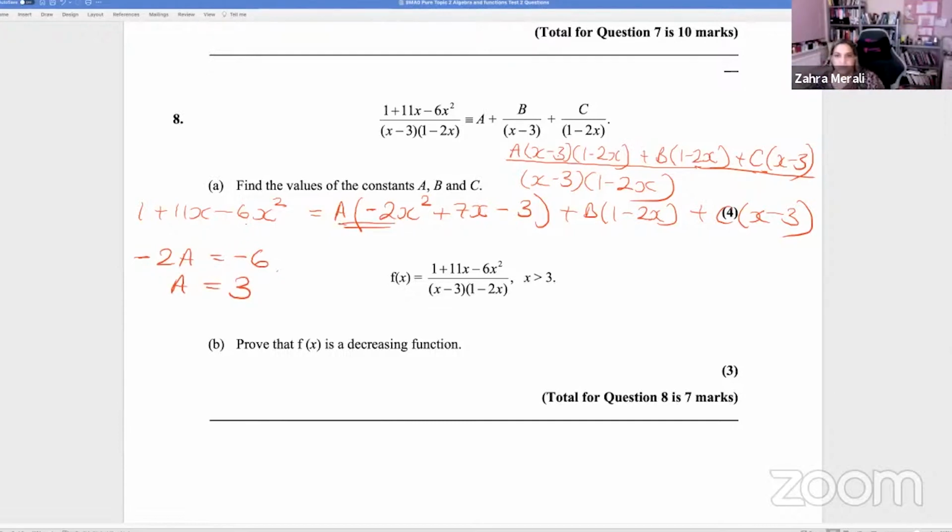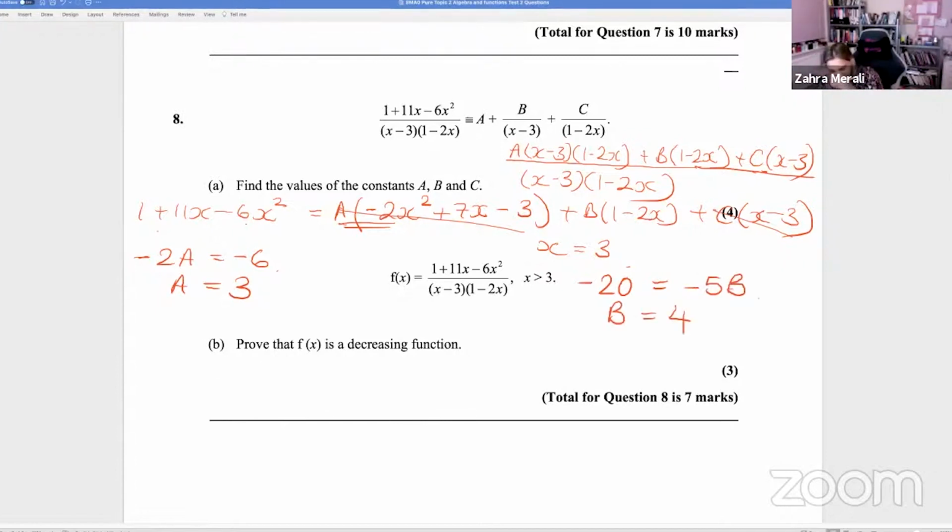And then for your other terms, you could substitute numbers in. So say I let x equal 3. That's going to get rid of that bracket, and if I put x equals 3 into my left-hand side, I'm going to get 1 plus 33 minus 6 times 3 squared. So I'm going to get minus 20. And then I'll have 3 times minus 2 plus 1, so I'm going to get minus 5b. And so I get b equals 4.